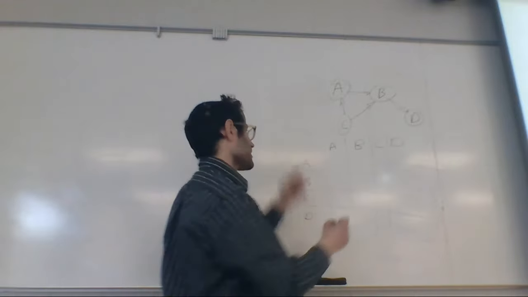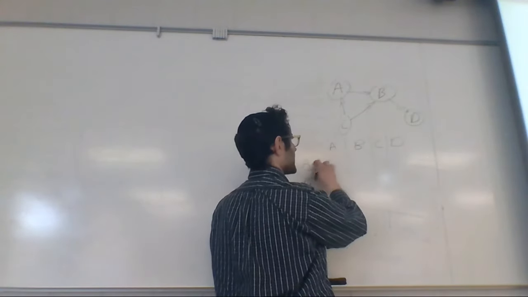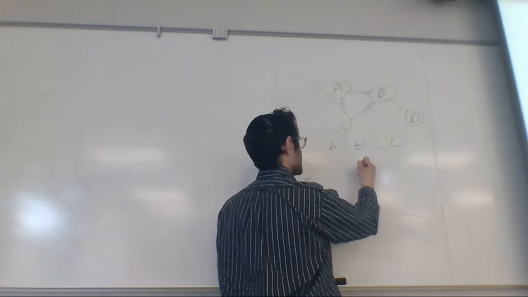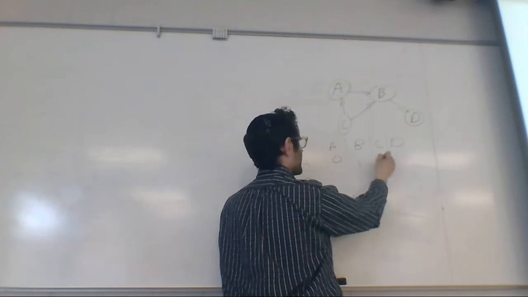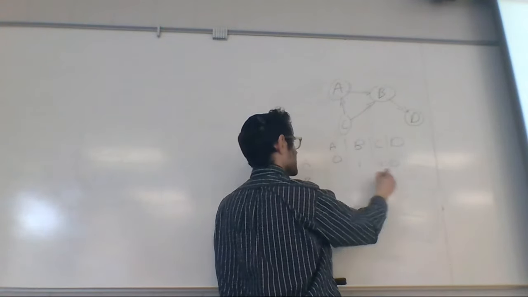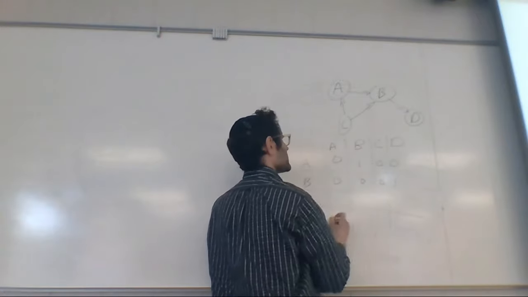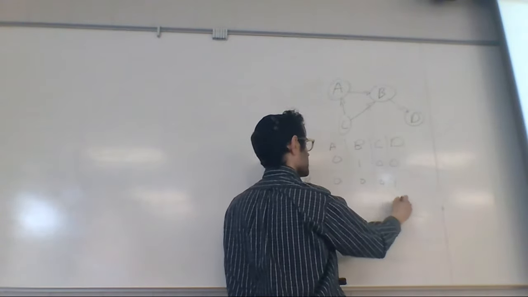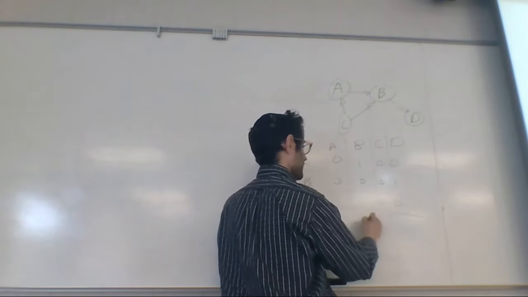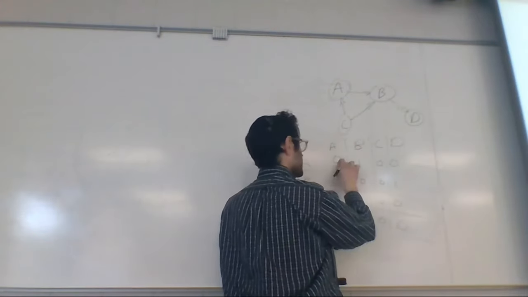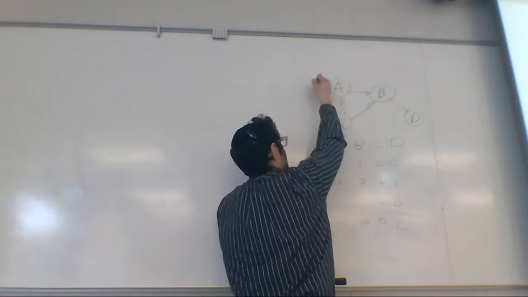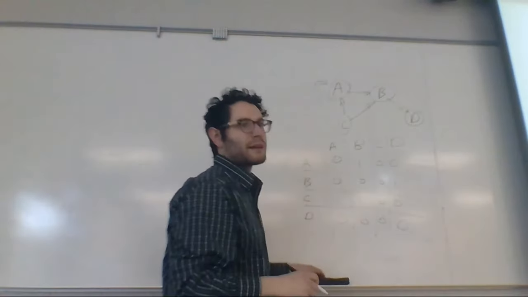So for instance, there's an edge from A going to B. So we put a 1 here. And A doesn't go anywhere else. B goes to D. C goes to A and B. And D doesn't go anywhere. Right? And it is legal for a node to have an edge like this.